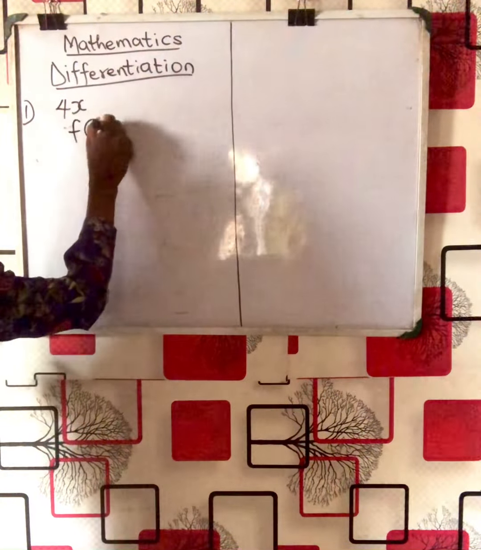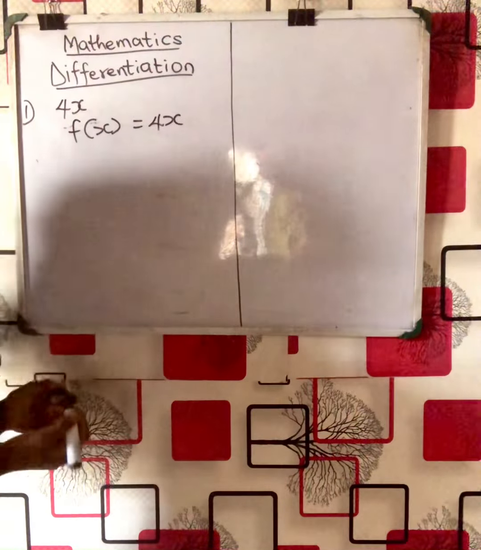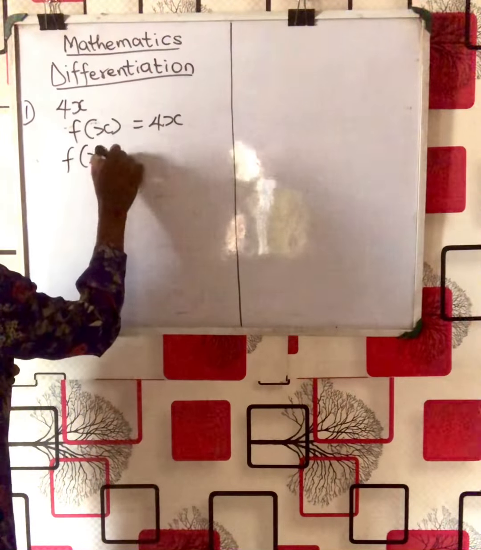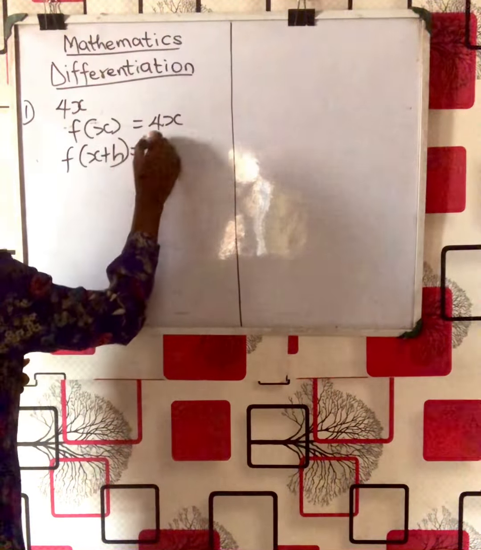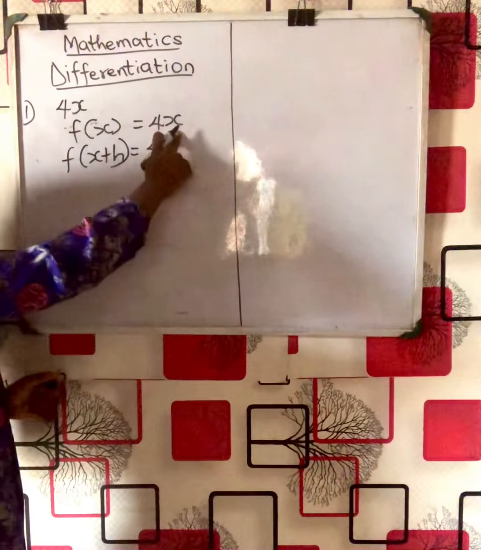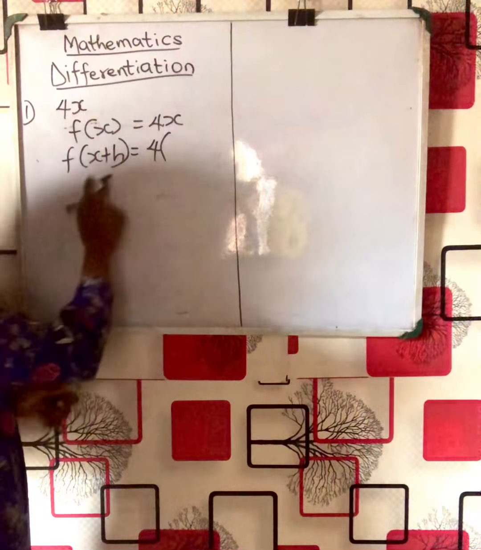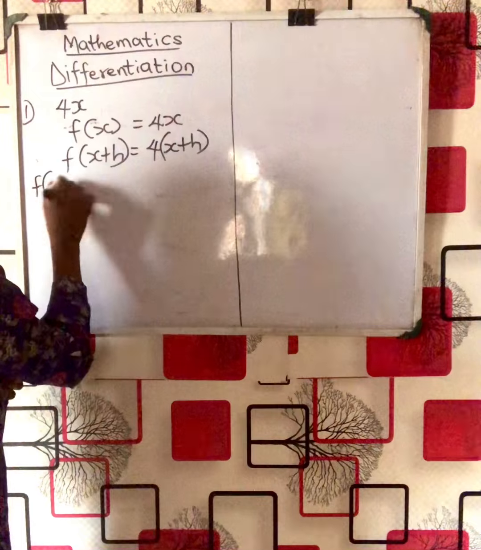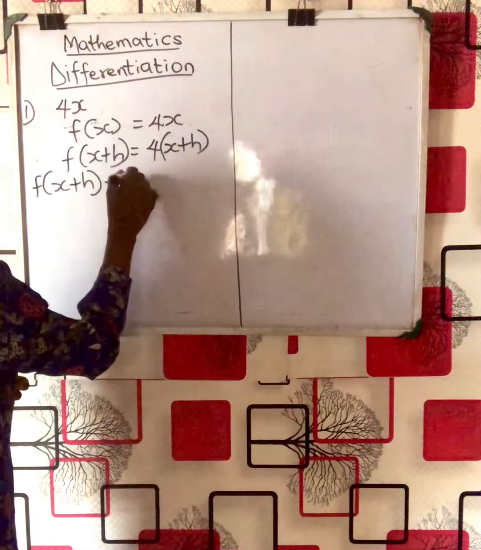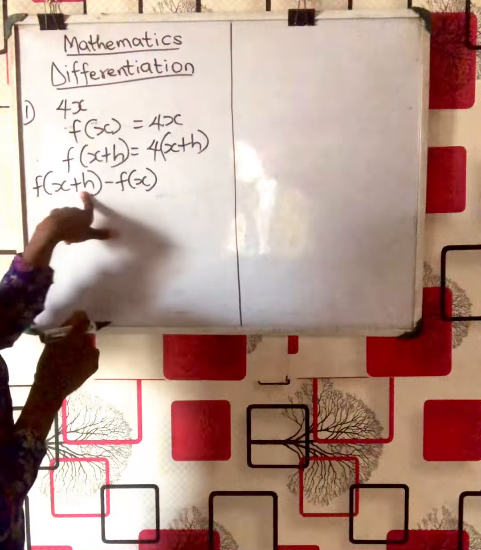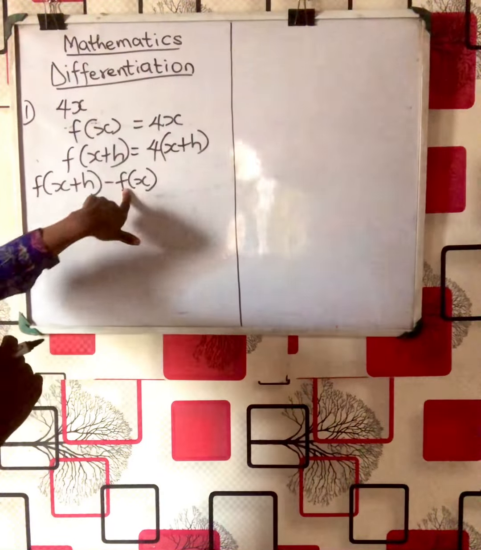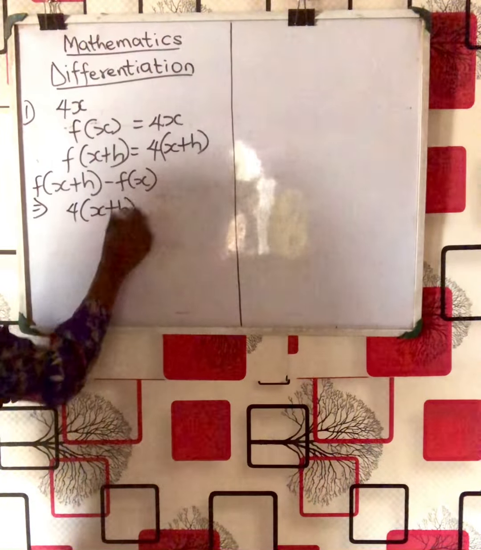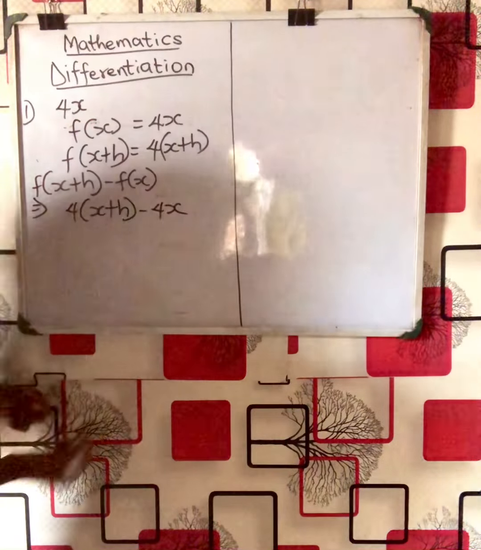So our f of x is equal to 4x. So the next thing you do is f of x plus h, which will be 4 into, anywhere you see this x, you substitute it with x plus h. So the next one is getting f of x plus h minus f of x. So our f of x plus h is already this. Our f of x is already this. So we get it as 4 bracket x plus h minus 4x.